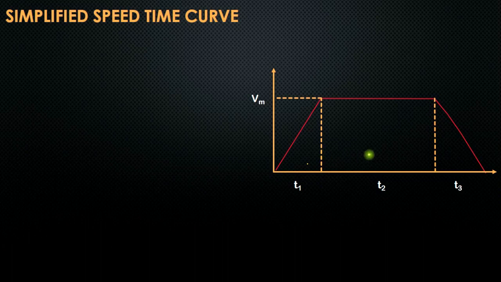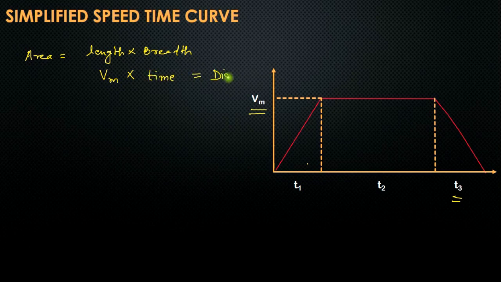What conclusion can be drawn from the speed time curve? Let's see. We have this curve which is plotted between the speed and time. If I find out the area of the curve, the area would be length into breadth. This will correspond to speed into time. Speed into time is nothing but the distance. So actually the speed time curve is stating what should be the shape or characteristics of the electric locomotive to cover a specific distance.